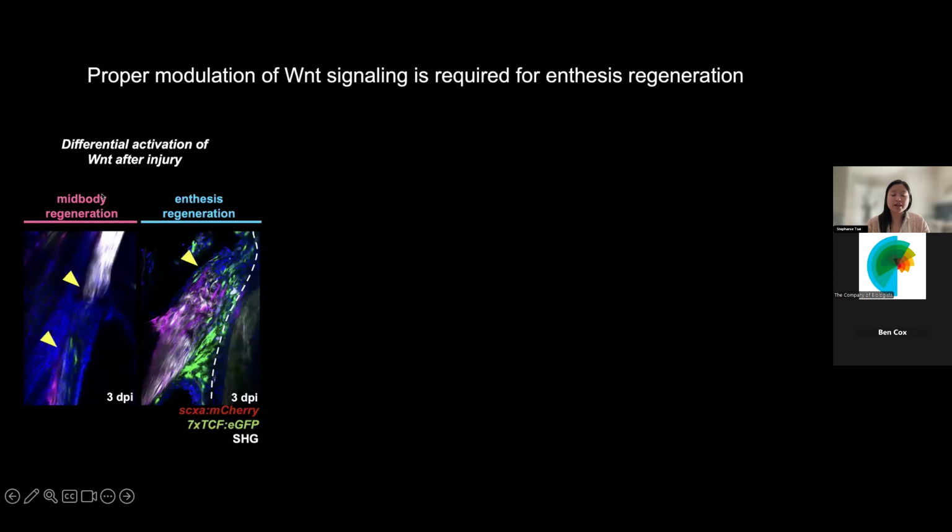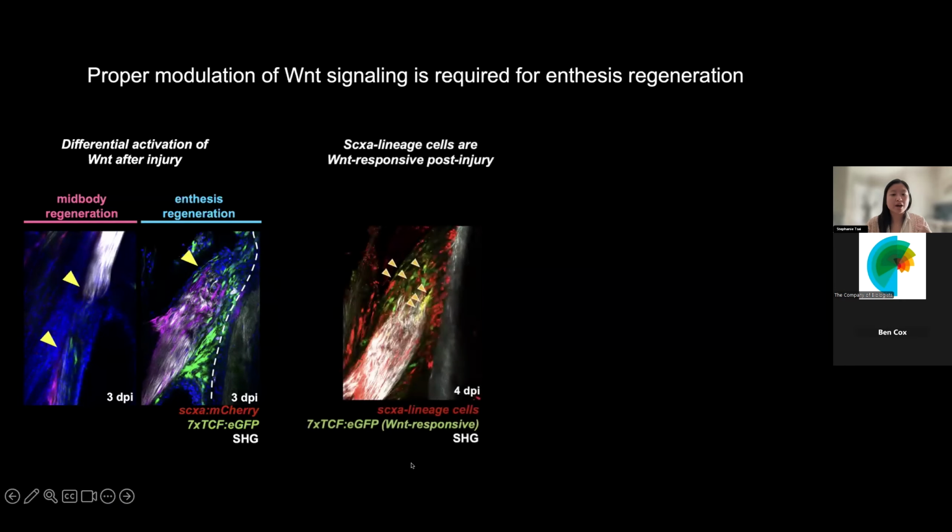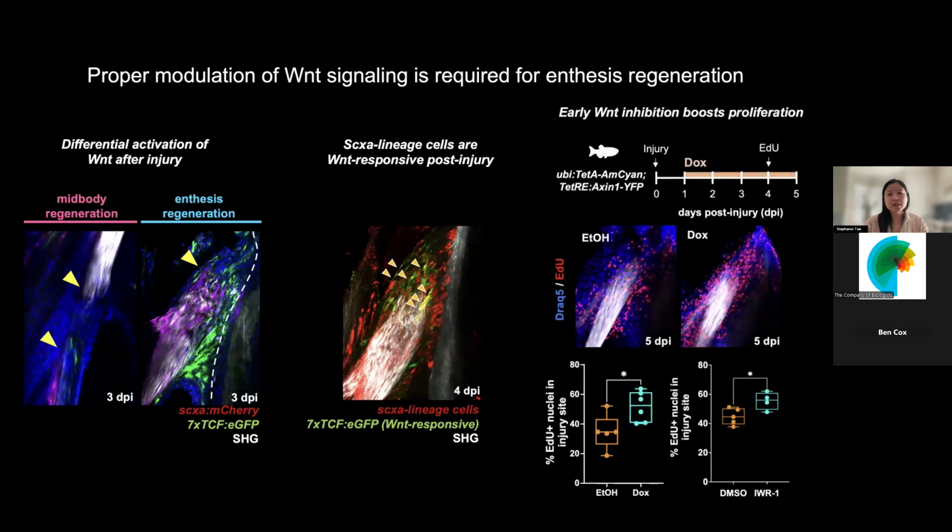And so using an existing Wnt reporter fish, I was able to identify that indeed there is differential activation of Wnt, with a much higher level of Wnt responsive cells in the enthesis regenerative context at 3 days post-injury. Crossing this Wnt reporter into the scleraxis lineage tracing line, I did see that scleraxis lineage cells also become Wnt responsive post-enthesis injury. And I also wanted to probe the functional consequences of perturbing Wnt on enthesis regeneration.